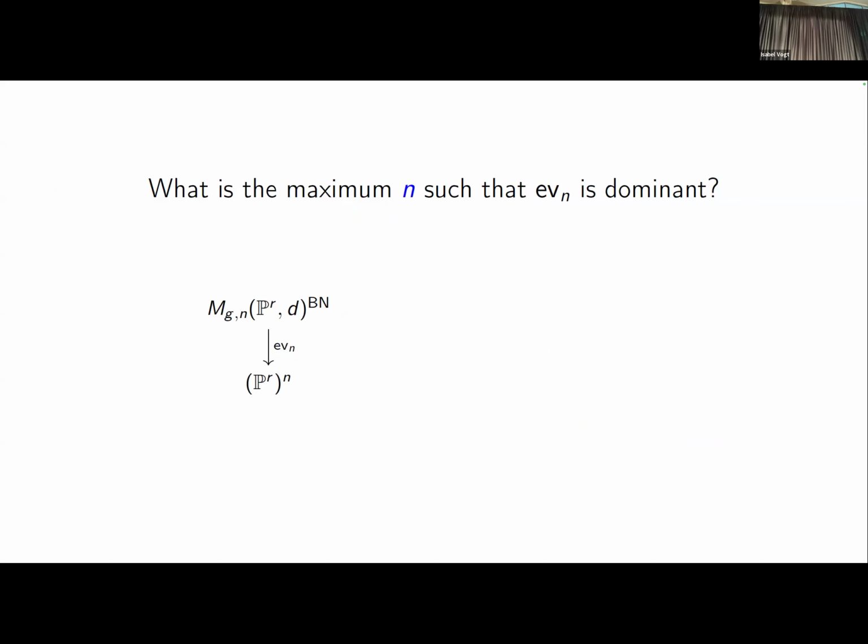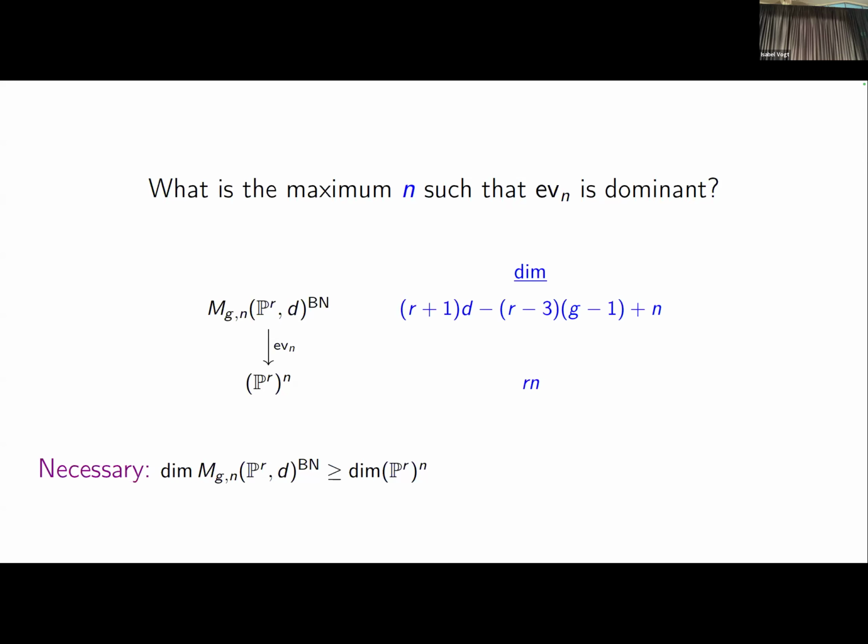Let's try to make a guess. If you think about this question for about a minute, you will probably see that a necessary condition is that the dimension of the source is at least the dimension of the target. If it's smaller, there's no chance the map is going to be dominant. I told you that the Brill-Noether theorem told us these dimensions. So the dimension of the source, well, the dimension of the Brill-Noether component is (r+1)d - (r-3)(g-1). And then I have n points, and each one of those can vary on my curve.